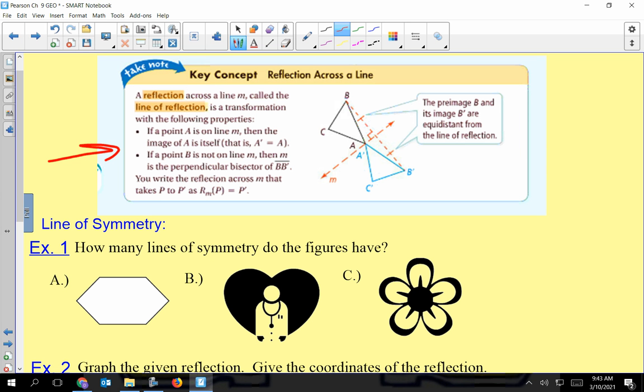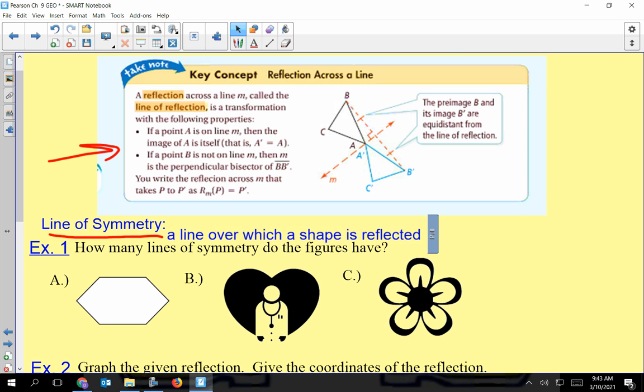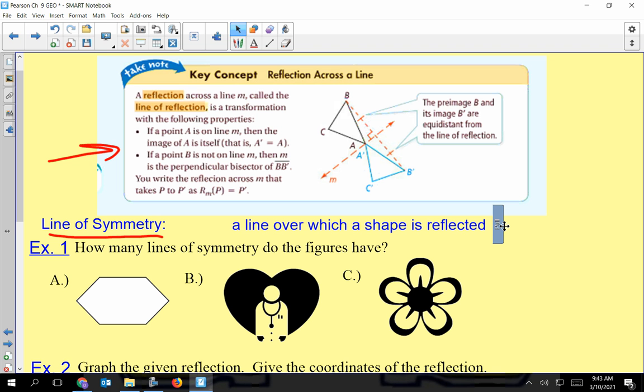We've all heard this term too, line of symmetry, okay? So it's making things that are equal to each other. A line of symmetry is what we're going to use. If you could put this definition down: it's a line over which a shape is reflected. And a shape could be a point. We did a triangle with translations last section. It could be any kind of figure, okay? But we are still going to use a graph to do most of this, okay?